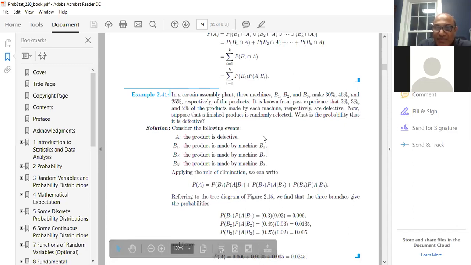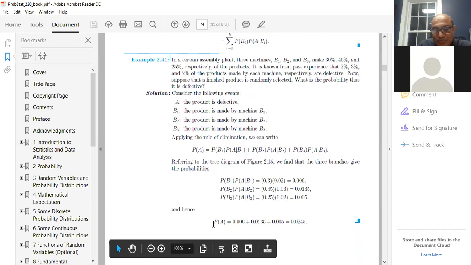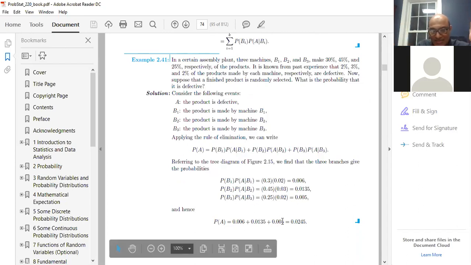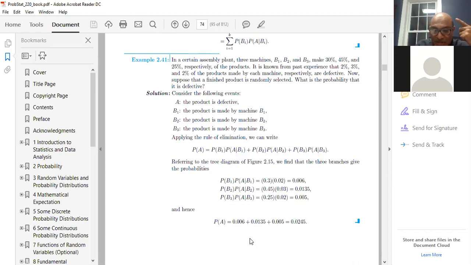Probability of A given B1 means defective, given that it is from machine B1, that is 2%, so 0.02, then 0.03, and 0.02. Just plug the values in and you get the probability of A, that the product is defective. If the B1, B2, B3 data are provided, once you pick one item, what is the probability that the chosen product is defective? This is the answer. What is the probability that the chosen product, which is already defective, was produced by machine B2? Bayes theorem.